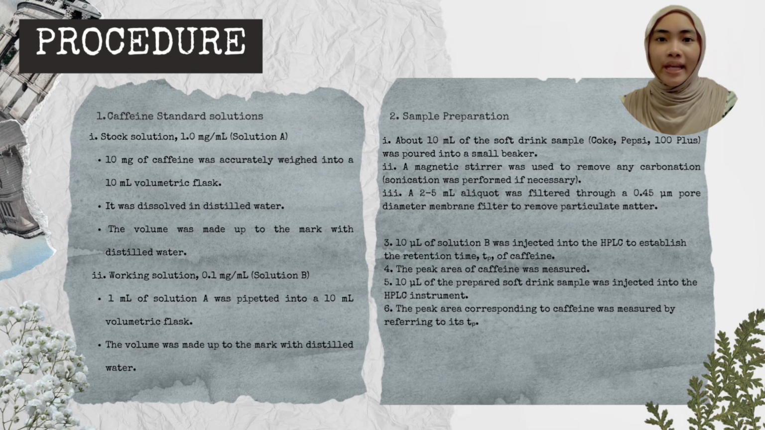I am going to explain the HPLC procedure. There are two solutions that we need to prepare for the caffeine standard solution, which are the stock solution and the working solution. For the stock solution, 1.0 mg/ml, 10 mg of caffeine was accurately weighed into a 10 ml volumetric flask. Second, it was dissolved in distilled water. And third, the volume was made up to the mark with distilled water. For the working solution, 0.1 mg/ml, 1 ml of solution A was pipetted into a 10 ml volumetric flask. Then, the volume was made up to the mark with distilled water.